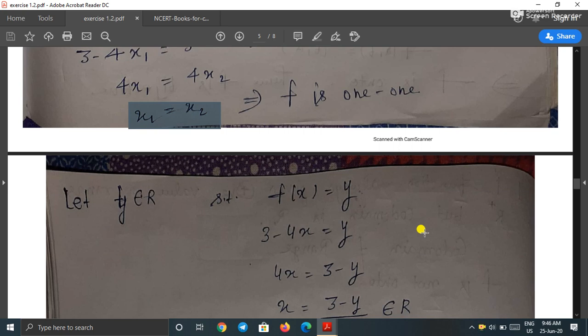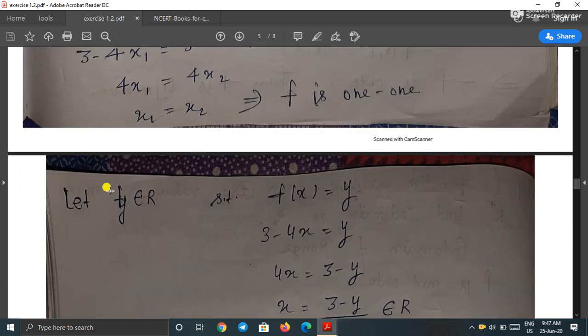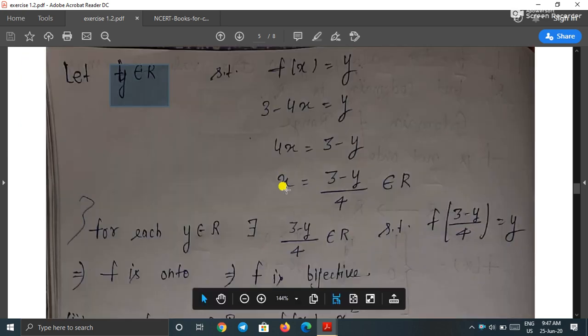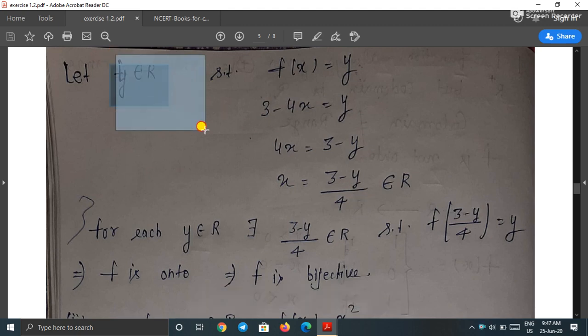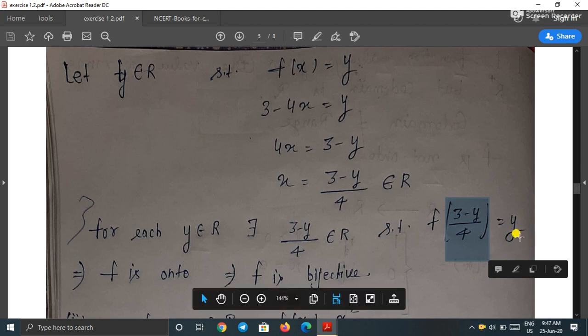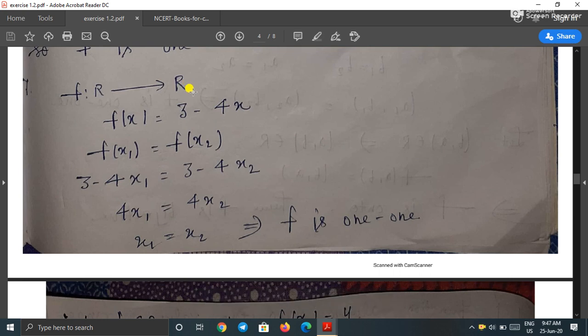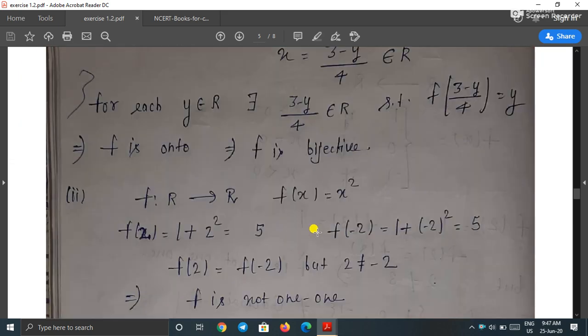Now to check the surjectivity of the function, we take any real number in the codomain. Let y be a real number such that f of x is equal to y. 3 minus 4x is equal to y. After simplifying, we get x is equal to (3 minus y) upon 4. Now, if y is a real number, then (3 minus y) upon 4 is also a real number. And if we find the image of (3 minus y) upon 4, it will be y. This means each point in the codomain has its pre-image. So the function f is onto, right?